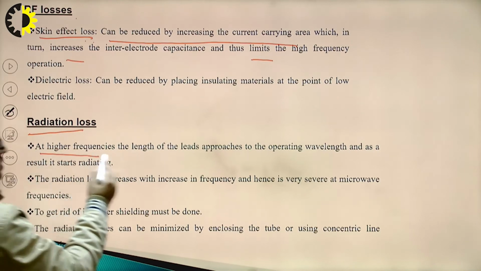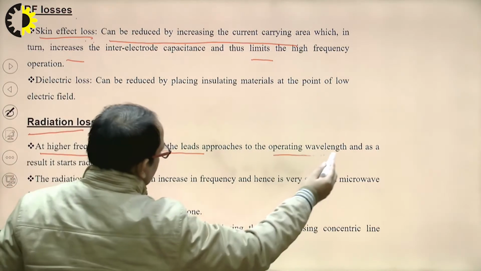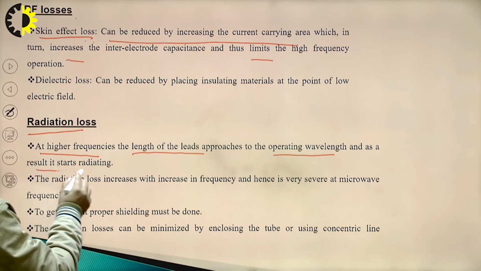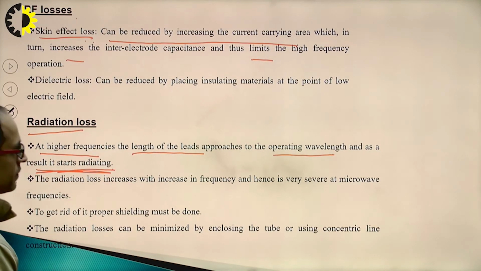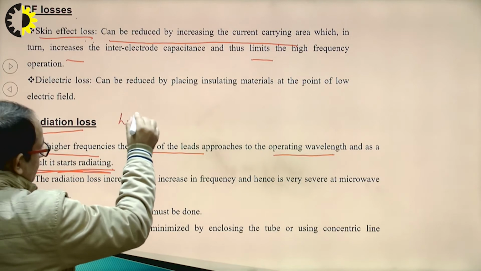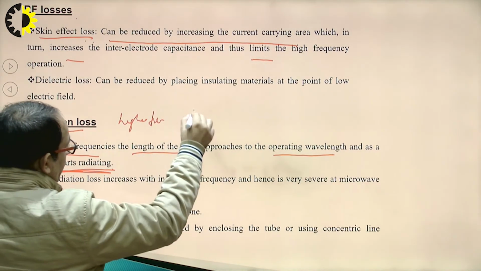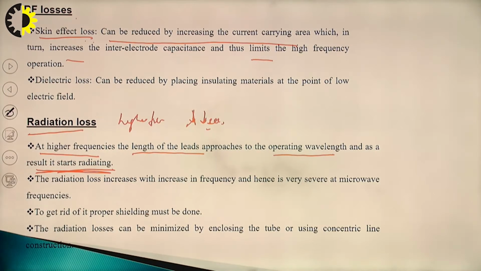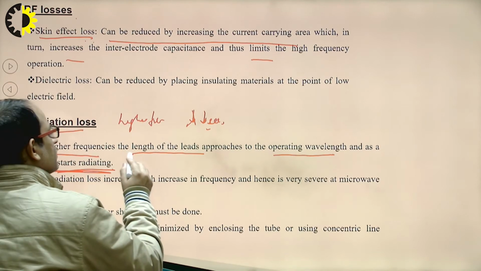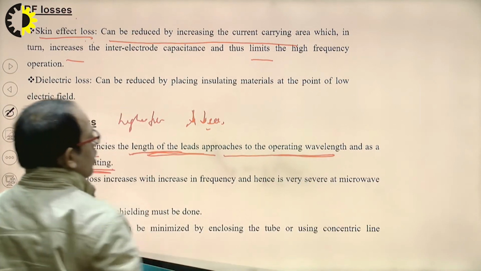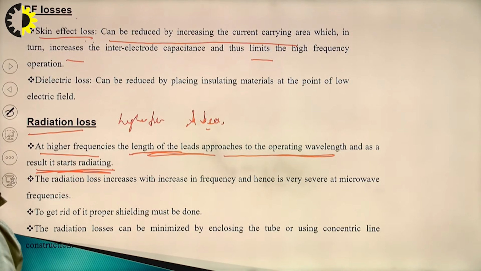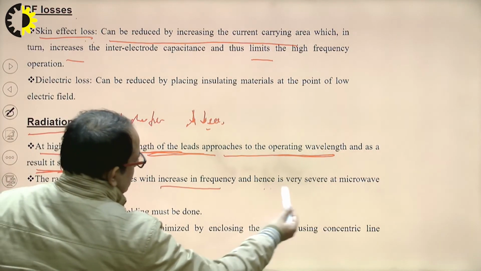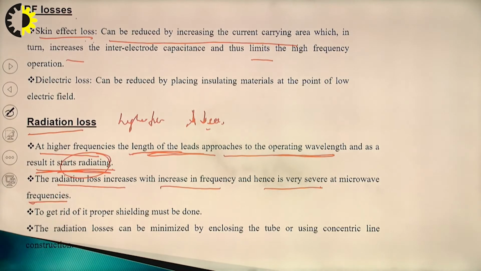At higher frequencies, the length of the leads approaches the operating wavelength, which results in radiating. Because when the frequency is very high, the wavelength becomes smaller, and when the wavelength becomes smaller, the length of the lead approaches what? The operating wavelength, and it starts radiating. So the radiation loss increases with increase in frequency, and it is a very severe effect at microwave frequencies.